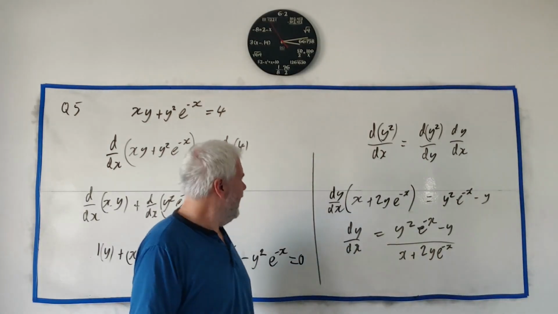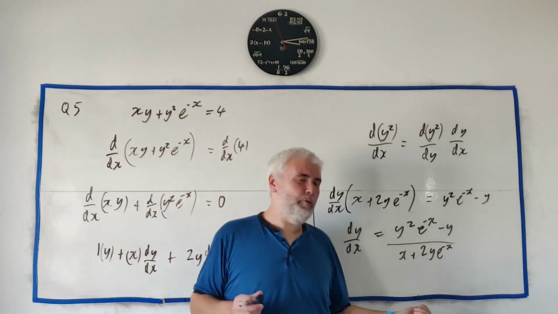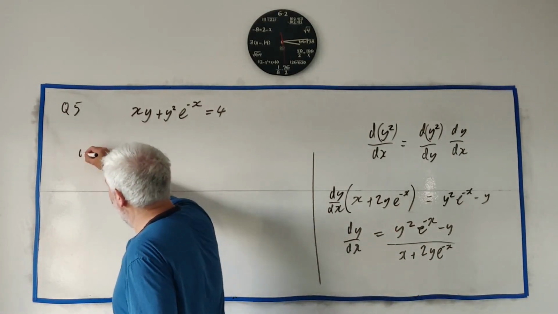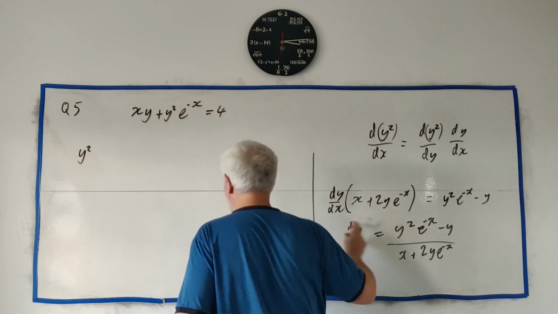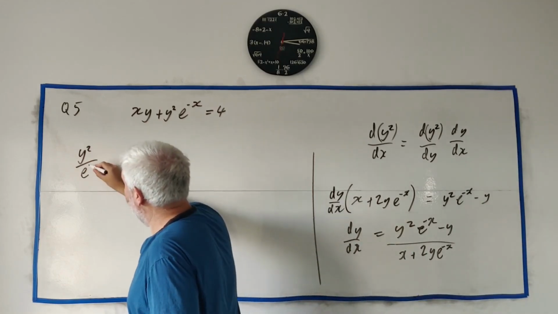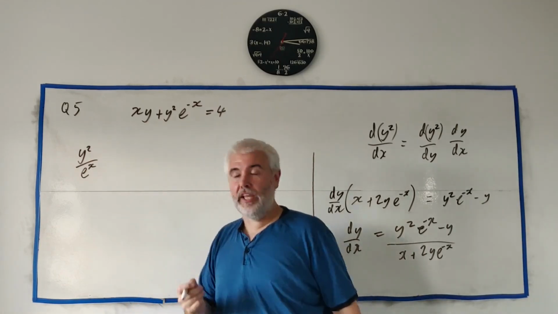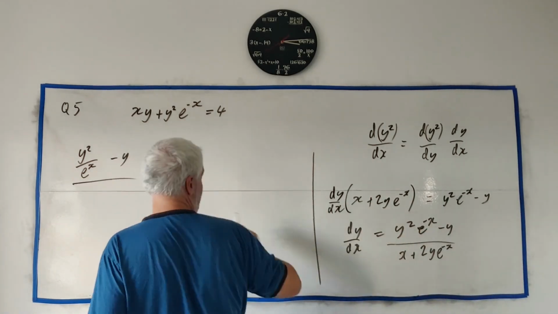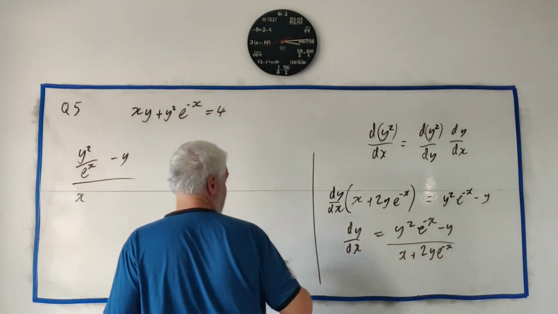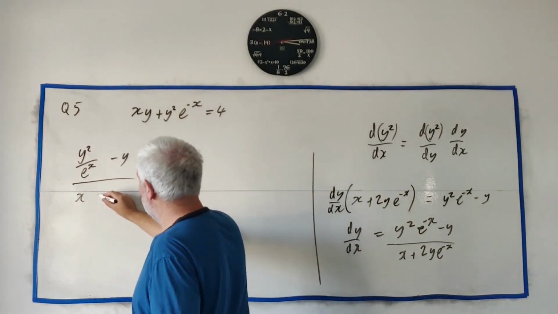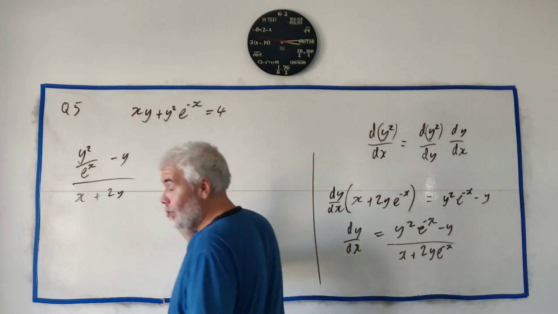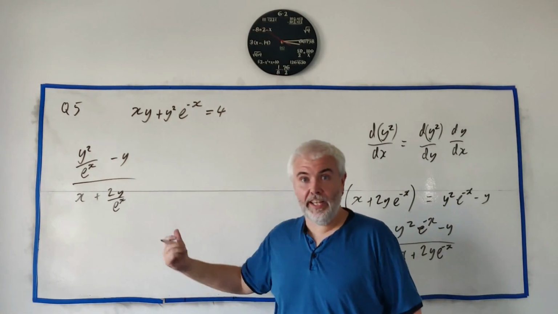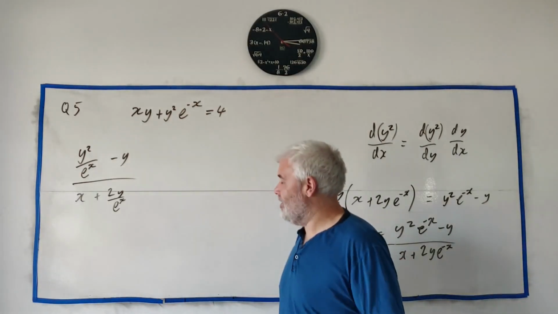So what's going on? Let me just clear the board so I have a bit more room to show you. Let me rewrite this over here, but instead of e to the minus x, I'm going to write that as divided by e to the x, because that's what that minus does. So this minus y, there's nothing special about that. Divided by x, there's nothing special. But this 2y gets multiplied by e to the minus x, so that's the same as divided by e to the x.